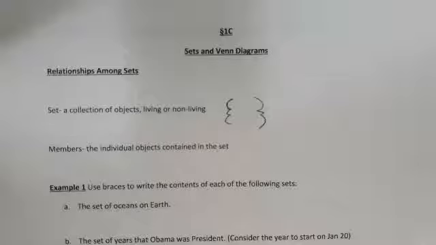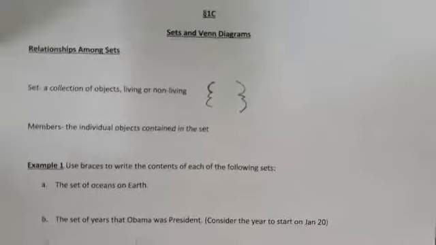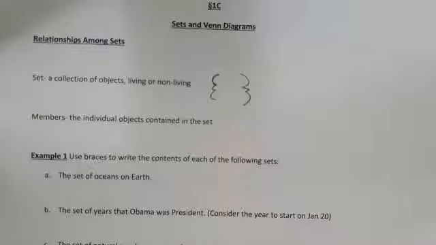We are doing sets and Venn diagrams. So we're going to draw a lot of Venn diagrams in this section. They're going to start off talking about relationships among sets. So they're going to define a set. If I asked you what a set is, it's kind of literally anything and everything that's out there, right? They define it as a collection of objects, living or non-living.